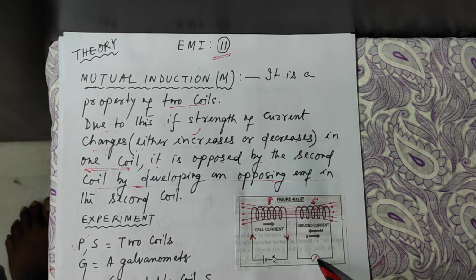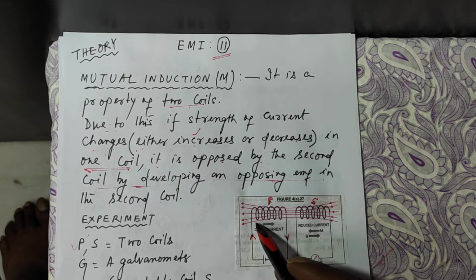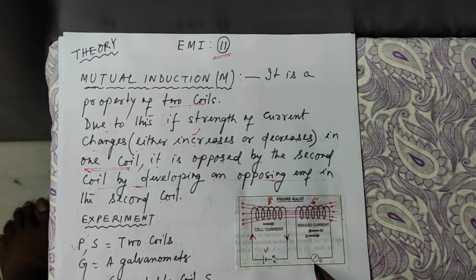This coil is not connected with any source of current or voltage. This coil is connected with a voltage source here. So the current starts. Now, the moment this key is switched on, there is a deflection in the second coil through this galvanometer. The moment you switch off this key, that is current decreases, then also there is a deflection in this galvanometer. So when current increases in the first coil, the second coil which is very close to it develops an EMF which opposes the growth of the current in the first coil when the key is switched on.